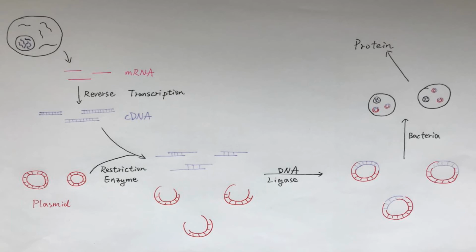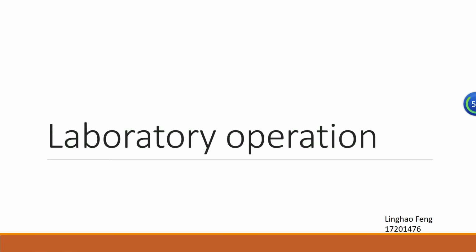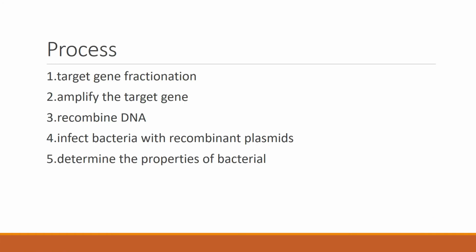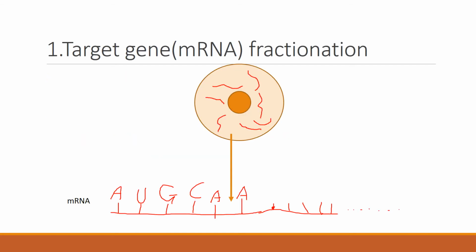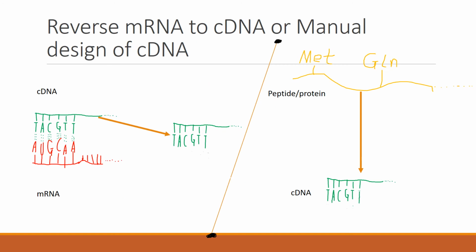Now let's move on to the operation. Now here comes the laboratory operation. In general, the following five steps are required for overproduction in a bacterial system. At first, the mRNA which can be translated into the protein of interest should be found and purified. Once the mRNA is fractionated, it should be reverse transcribed to cDNA, the essential material for PCR amplification.